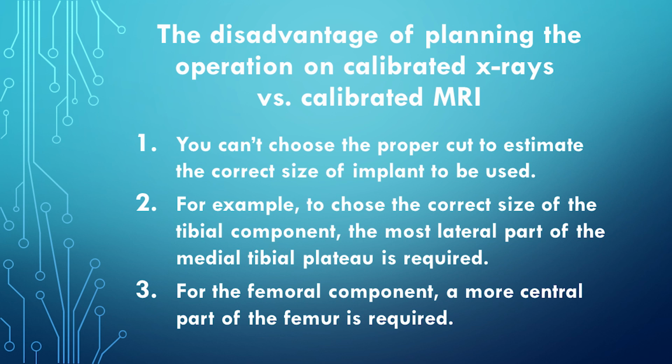You can choose the proper cut to estimate the correct size of the implant. For example, to choose the correct size for the tibia, you need a more lateral cut, more next to the intercondylar eminence, while for the femur you need it in the middle of the femur.